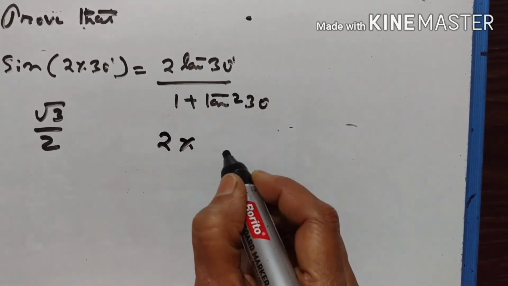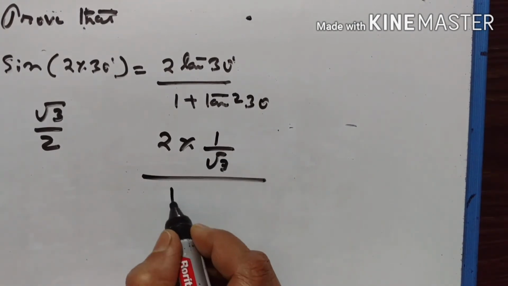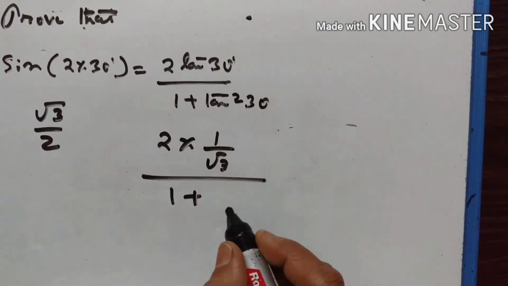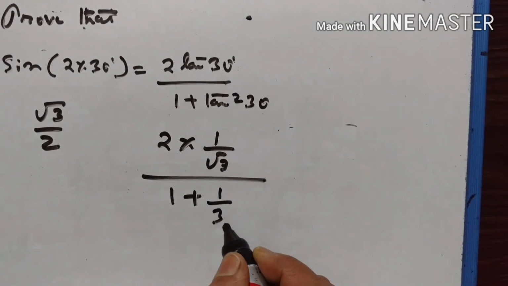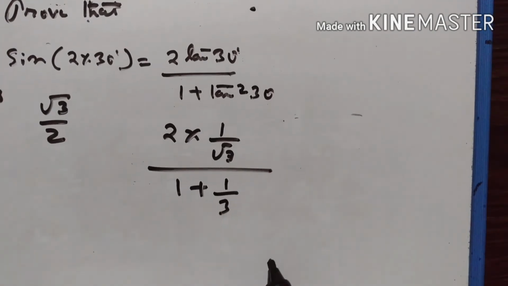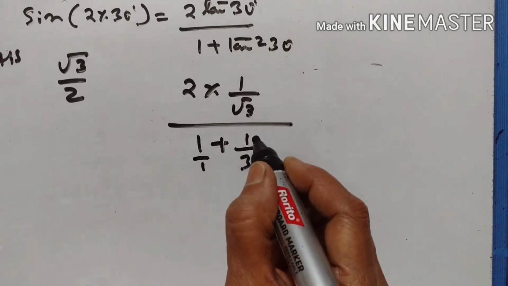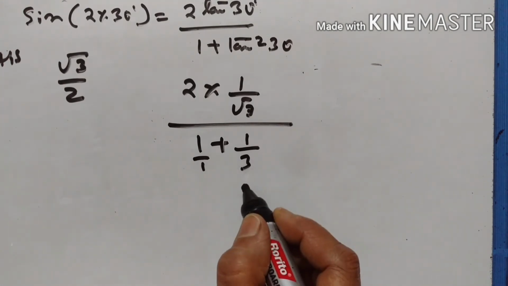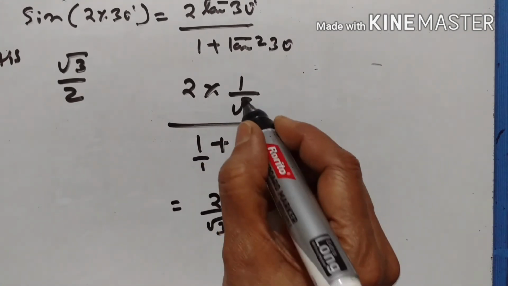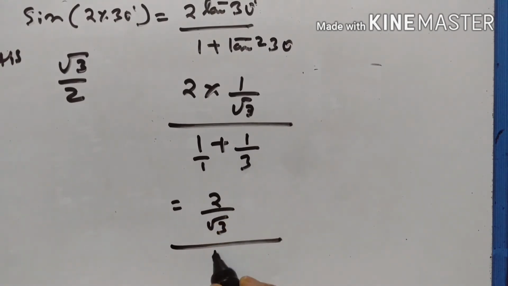2 into tan 30 is equal to 1 upon square root of 3. 1 plus tan square 30: tan 30 is equal to 1 upon square root of 3, so tan square 30 is equal to 1 upon 3, that is 1 upon square root of 3 into 1 upon square root of 3. This is LCM 3. So 1 plus 1 upon 3 is equal to 4 upon 3. So 2 upon square root of 3 divided by 4 upon 3.